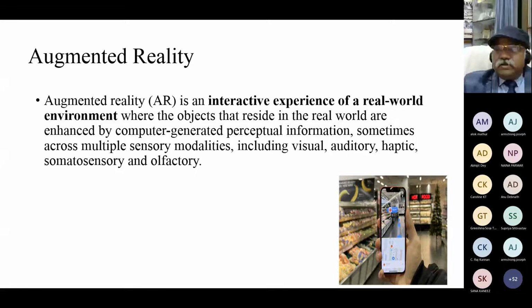So augmented reality, the definition I already gave, is an interactive experience of a real world environment where the objects that reside in the real world are enhanced by computer generated perceptual information, sometimes across multiple sensory modalities, including visual, auditory, haptic, somatosensory, or olfactory. So any kind of experimentation or simulation you can do with the existing scenario, and embed in that what you want to do. So that is augmented reality.